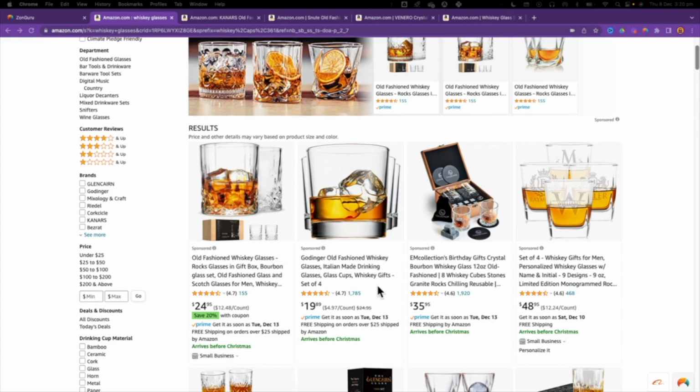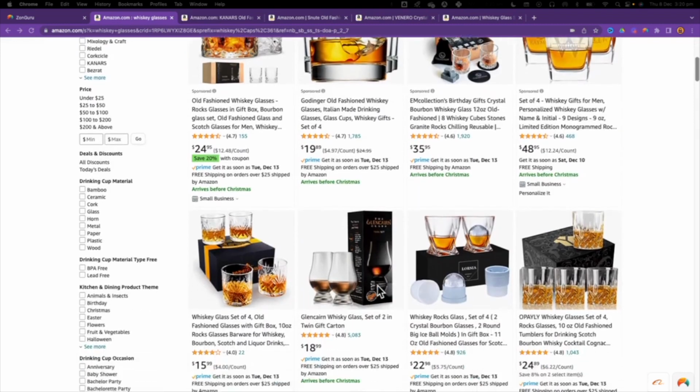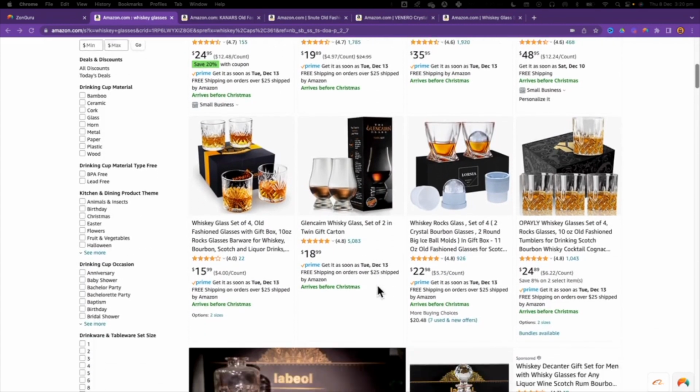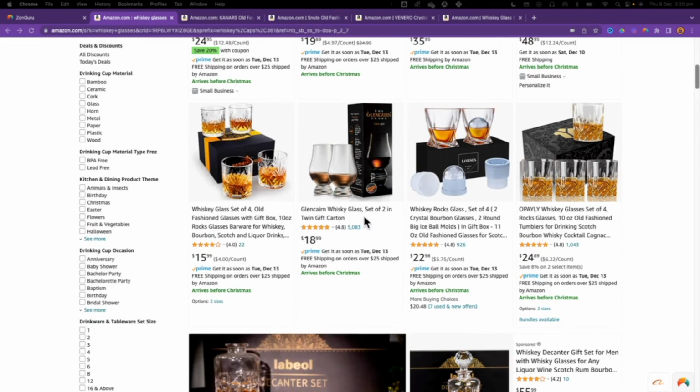As we scroll down, there's some good images here. This one though, this Glencairn whiskey glass set of 2 in a twin gift carton. Now that's a really nice, succinct title. I like that a lot, but they're really wasting a lot of space in this image. They have all of this space up here that is completely wasted, and the box being black, you really can't see much detail. So that I think was a wasted effort in putting the packaging in the image.